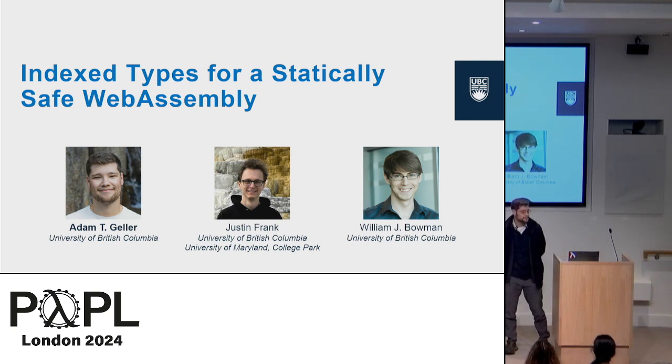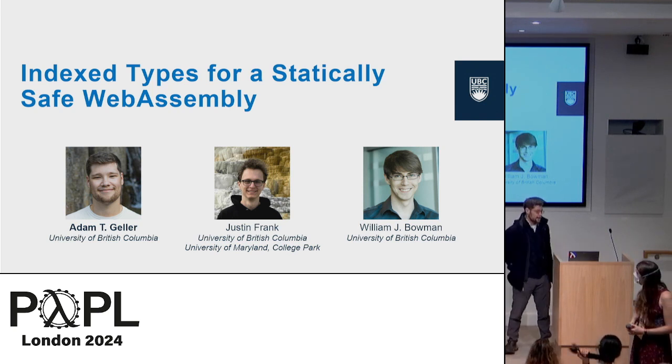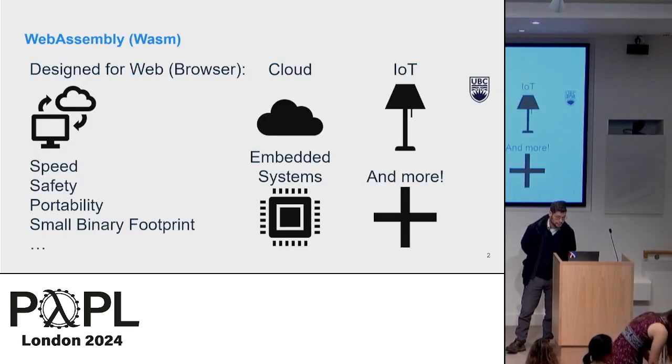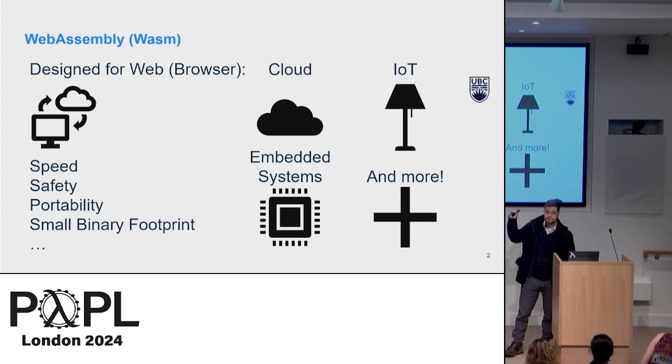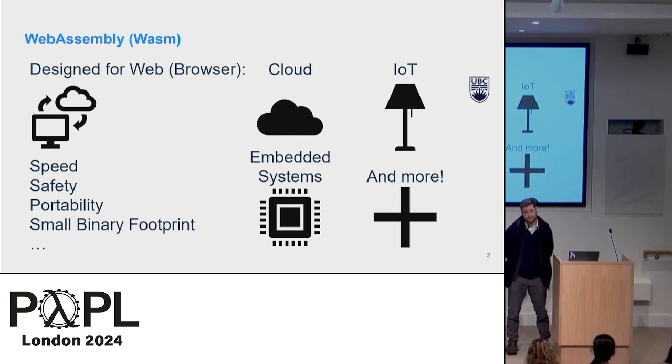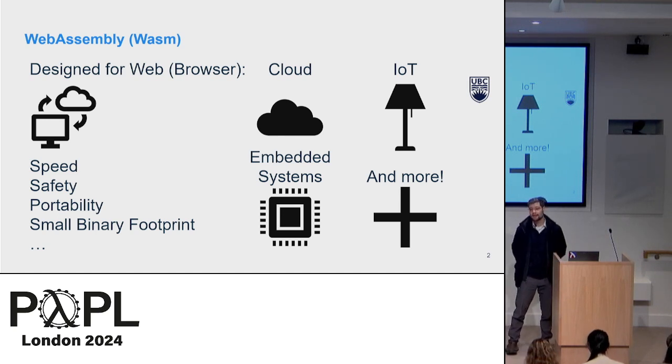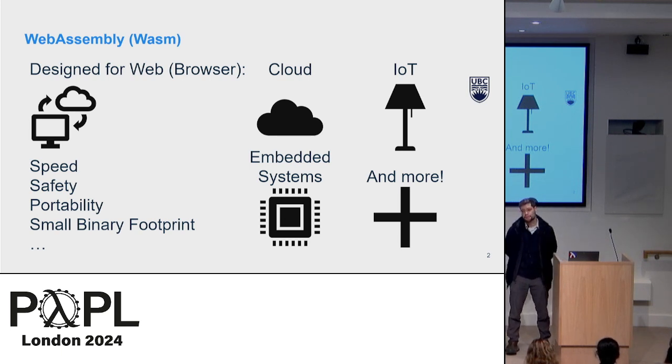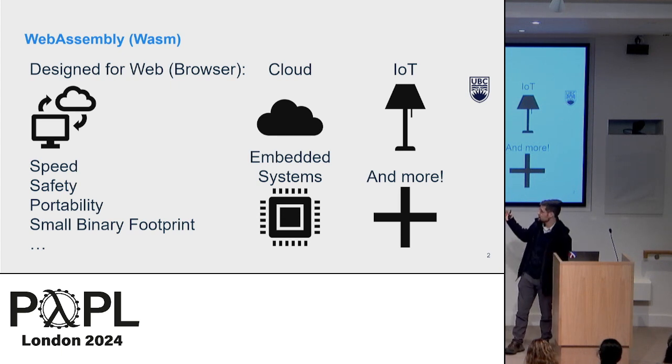This is work that I've done with my collaborators. You might recognize one of them. So WebAssembly, or Wasm, is used in a lot of places, such as the cloud, Internet of Things, embedded systems, and beyond. And it's really great. It has a bunch of wonderful design goals, such as speed, safety, portability, and a small binary footprint. And that comes because it was originally designed for the web or browser context.